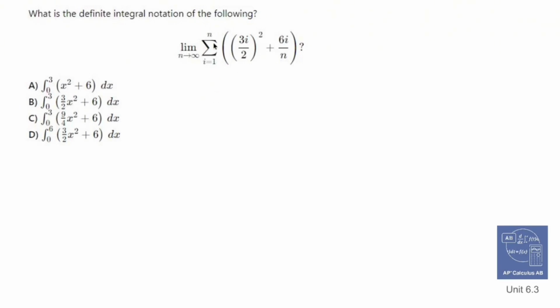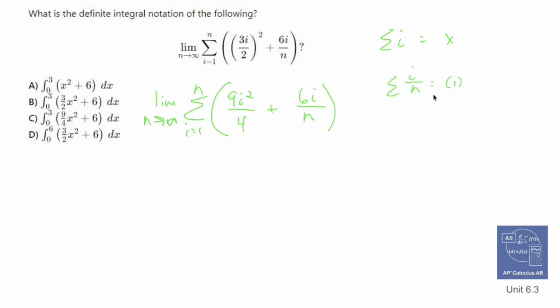Okay, when you're dealing with sigma notation, first off, let's apply that squared. So we have sigma, i equals 1 to n, limit as n approaches infinity. Let's apply that squared so you become 9i squared over 4. You become still 6i over n. Now when you're dealing with sigma notation, any i becomes x. When you sigma i over n, it becomes 1. Okay, so what's going to happen here is if we just make believe that sigma is attached to both, let's get rid of all this limit stuff and just read it.